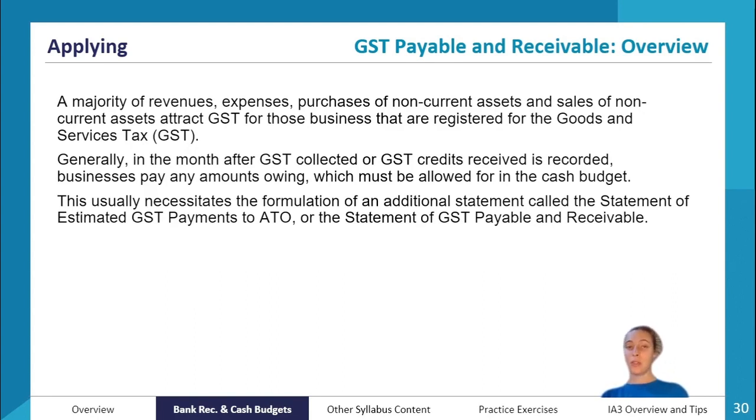So there's these different situations that mean that it's more complicated than just having that basic cash budget that we had as our first example earlier. We've also got the accounts receivables and payables to include, and we've got GST as a factor that complicates things as well.